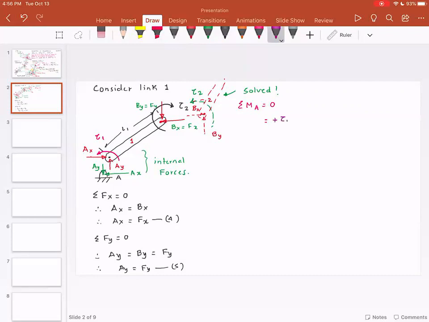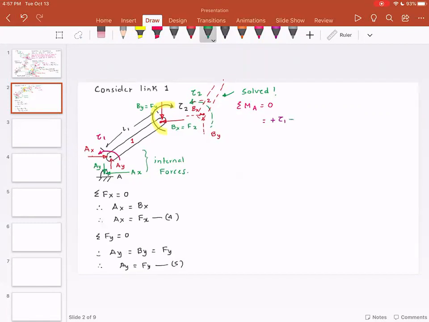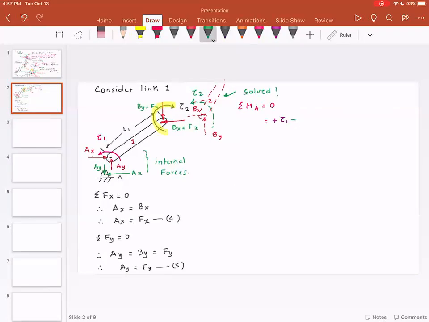So please note this tau 1 is positive. Now, what I have to do is I have one more torque, which is tau 2. But look at tau 2. Curl your fingers in the direction of tau 2, and I want you to be absolutely clear. The tau 2 is this torque, because now we are considering link 1, not link 2. So if you curl your fingers in the direction of tau 2, it is in the opposite z direction. So now you have minus tau 2.